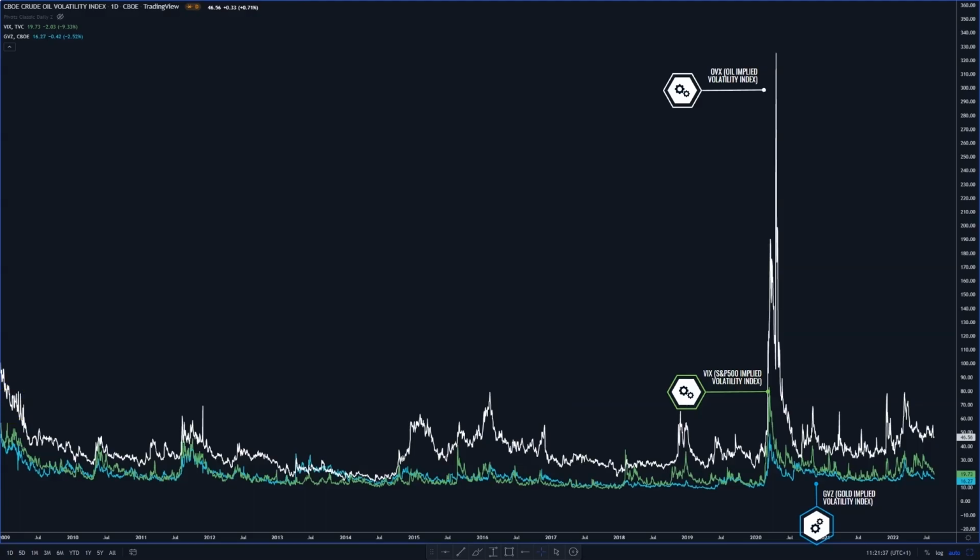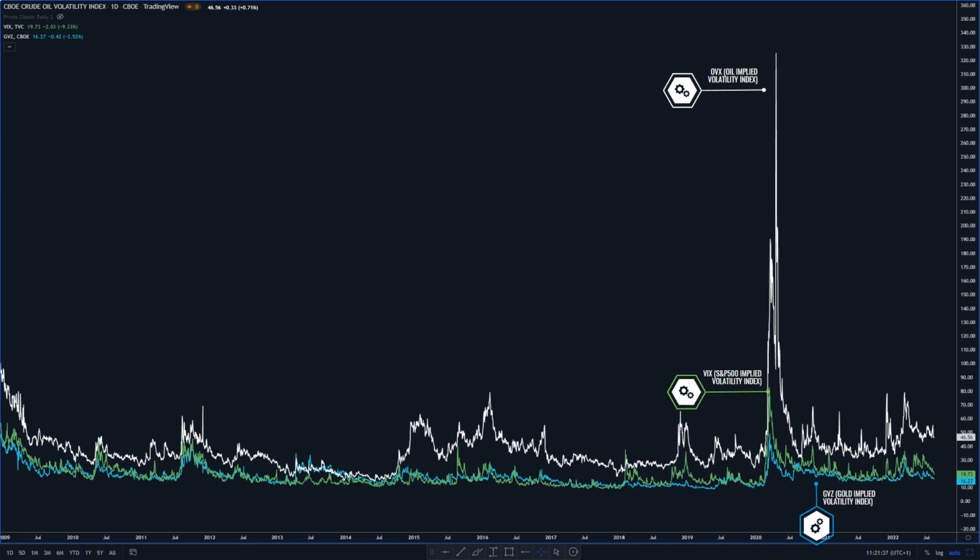It's also worth noting that the difference between implied volatility across assets such as WTI, S&P and gold is something to always keep in mind. On this chart we have the implied volatility for oil, which we can see in white, which is called OVX. We have the implied volatility for the S&P, which is called the VIX, which we can see in green. And then we also have the implied volatility for gold, which is called GVZ in blue.